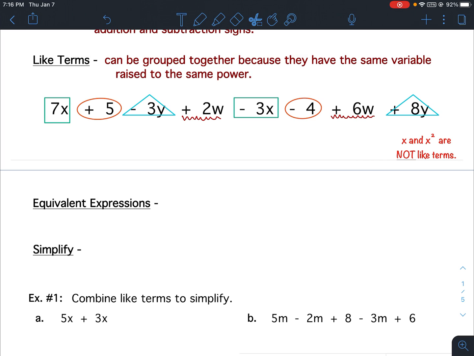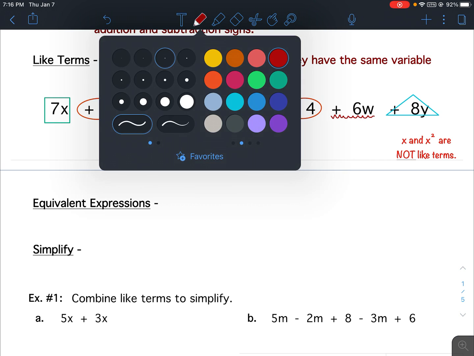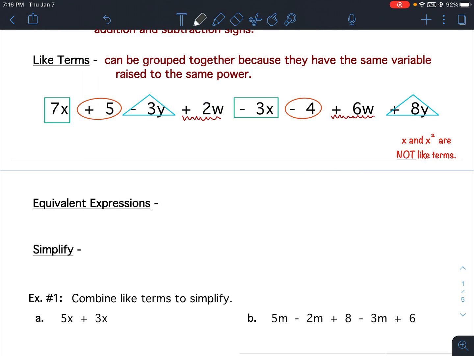Now, when you're combining like terms, you should go in alphabetical order with the constant last. So if I'm going to go in alphabetical order here, I'm going to start with the w's. So 2w plus 6w would give me 8w. Then after w would be the x's. So 7x minus 3x. 7 minus 3 would be +4x.